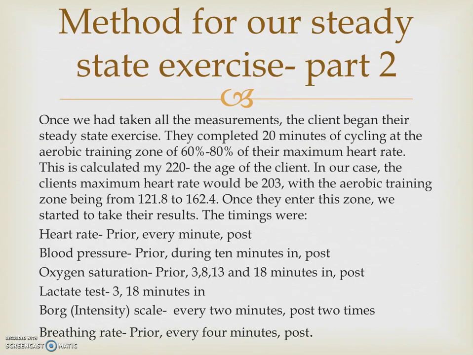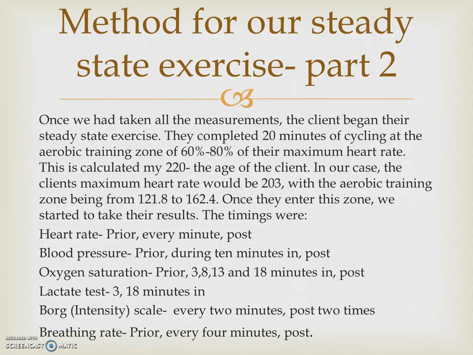Once we had taken all of their measurements, the client began their steady state exercise. In order to do this, we made them do 20 minutes of cycling at the aerobic training zone of 60 to 80% of their maximum heart rate. The maximum heart rate is calculated by 220 minus the age of the client. In our case, the client's maximum heart rate would be 203 as they're 17, with the aerobic training zone being 121.8 to 162.4. Once they entered this zone, we started to take their results.